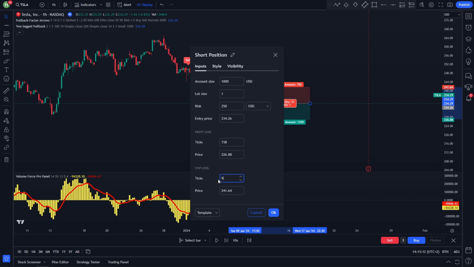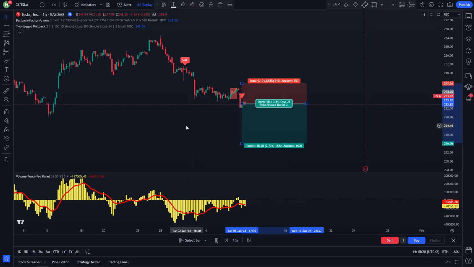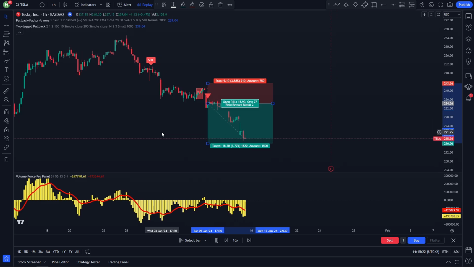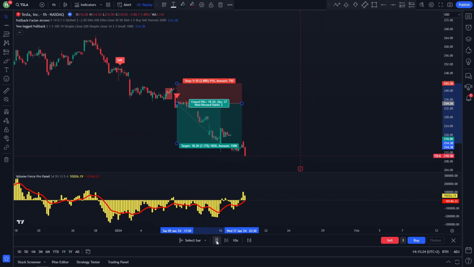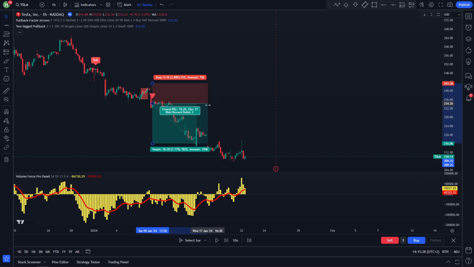For the sell trade example, I will place my stop loss a couple of points above the recent swing and aim for double the return. What this means is for every 1% of the account that I risk, I aim to make double the return.